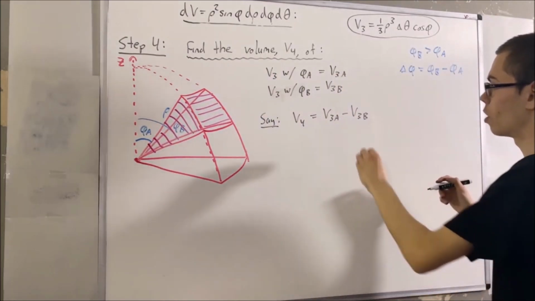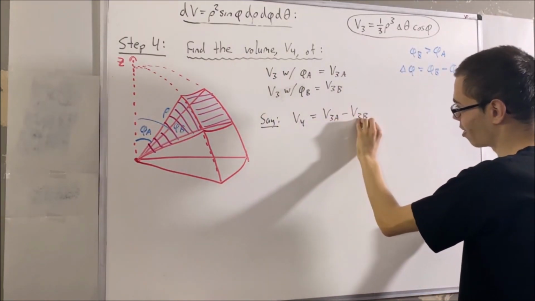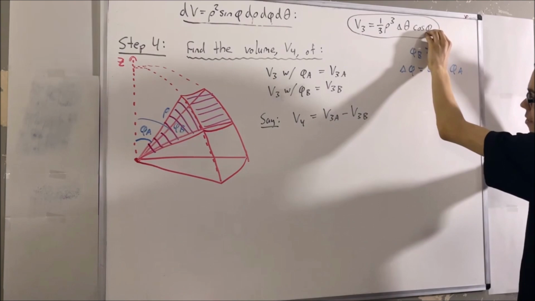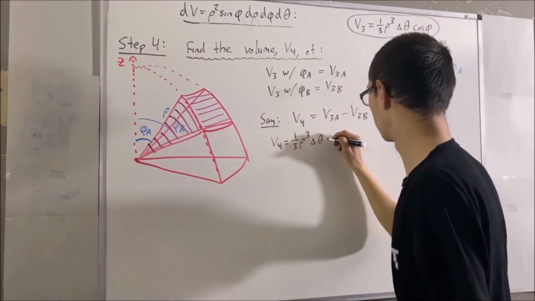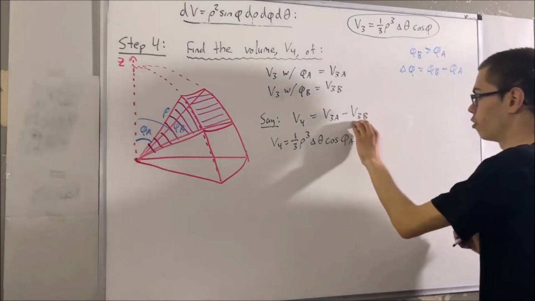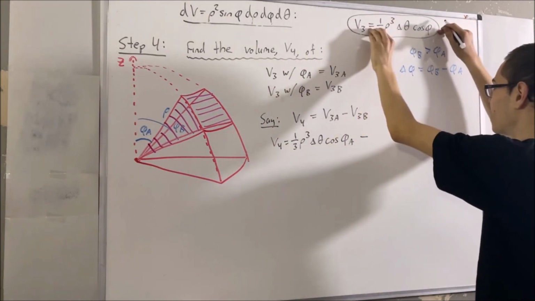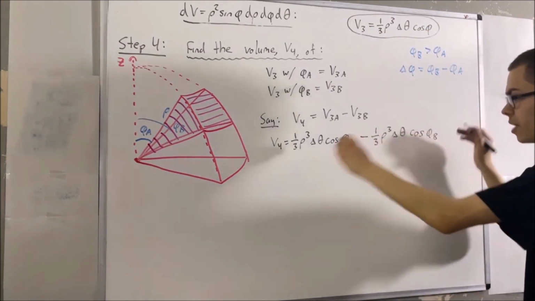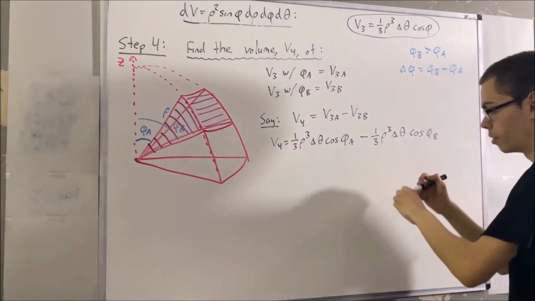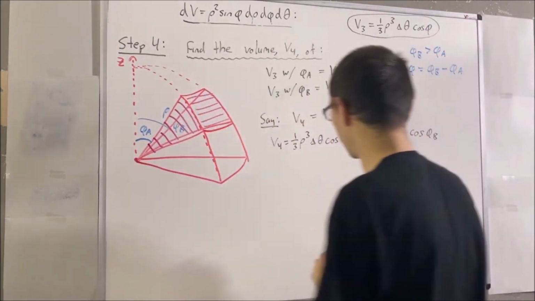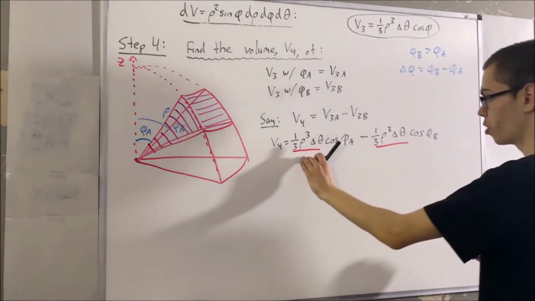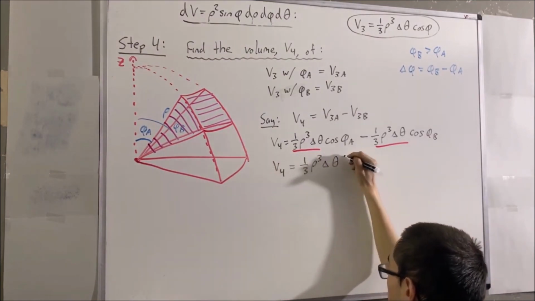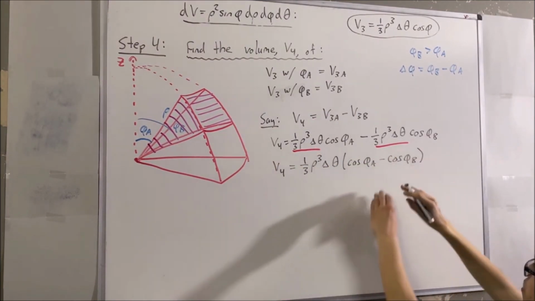So to do that, well, we know exactly what v3a and v3b are. For v3a, all we're doing is we're taking this thing and replacing phi with phi sub a. And we're subtracting v3b, which is taking exactly what this is and replacing phi with phi sub b. And so this is v4. Notice we can make this a little bit simpler to look at by factoring out 1/3 rho cubed delta theta from both of these terms. And so this is what we get.